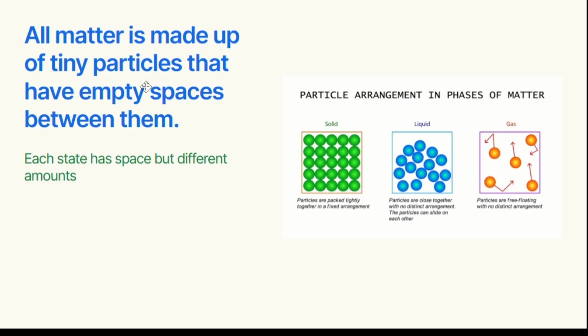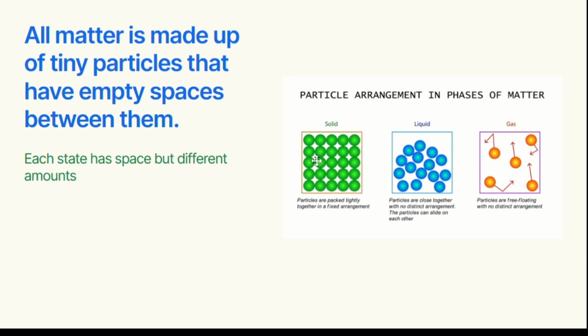So first, all matter is made up of tiny particles that have empty spaces between them. Each state, solid, liquid, and gas, has a different amount of space between the particles. Solids only vibrate because there's little to no space between them. As you can see, it's really small. That's why they keep the same shape and volume.